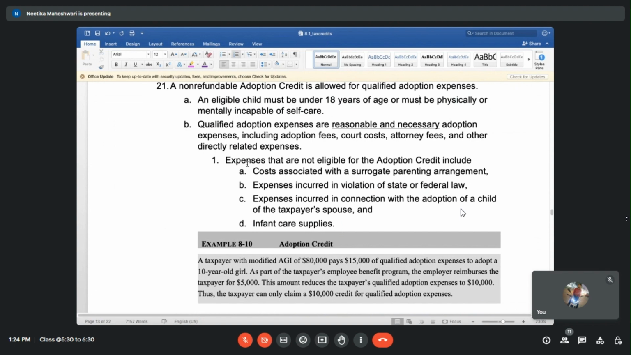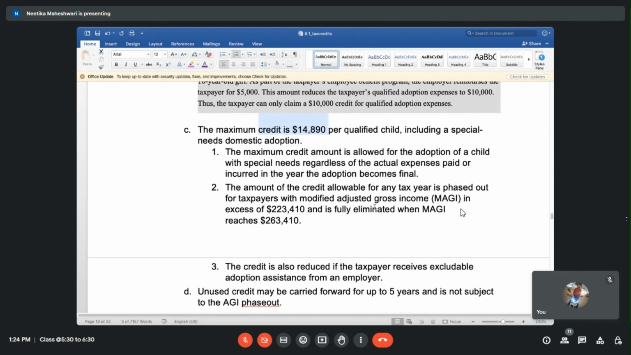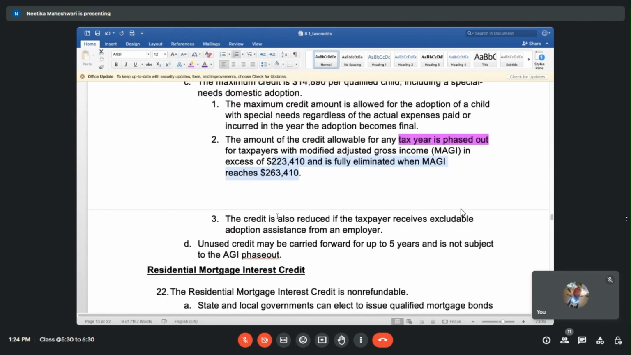So credit is allowed. What is the maximum credit? It is $14,890 and all. And again, it will get phased out. Again, this is a universal rule. At what limit it gets phased out and all, they are giving it here. You don't need to memorize that.